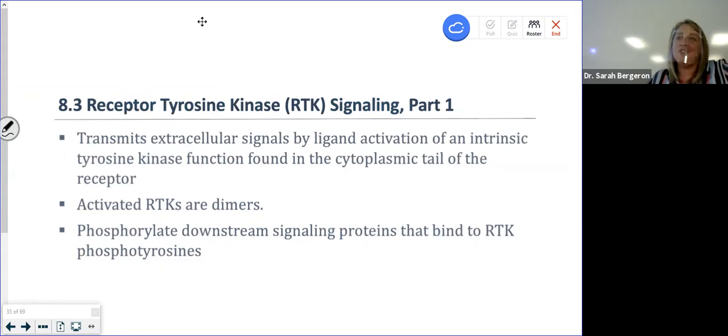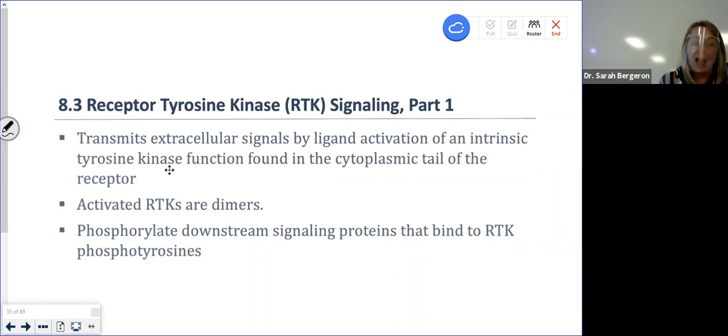I guess I went off on my side trip too much, but that's okay. So today we're going to really focus on the second major class of receptors, and those are receptor tyrosine kinases. So what do you think these receptors are going to intrinsically be able to do? Phosphorylate tyrosines. And they're going to actually autophosphorylate. And we'll talk about exactly what that is. So these are going to bind to whatever ligand is exterior to the cell, and it's going to activate the intrinsic tyrosine kinase function of the receptor itself.